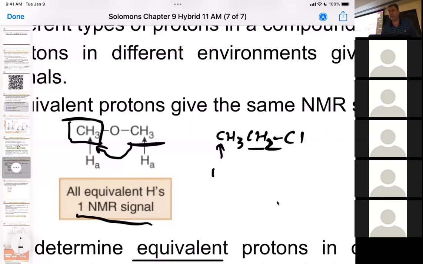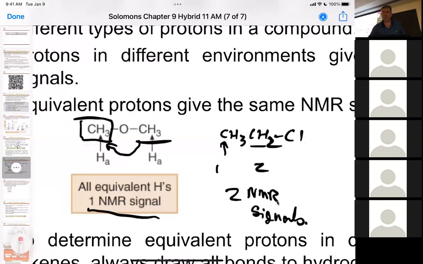And then we have 2 hydrogens that are bonded to a carbon that has a chlorine on it. Those aren't the same as the methyl group because it's just 2 hydrogens and it has the chlorine there. So this is a second signal. So this is going to have 2 NMR signals. Well, that's easy enough.